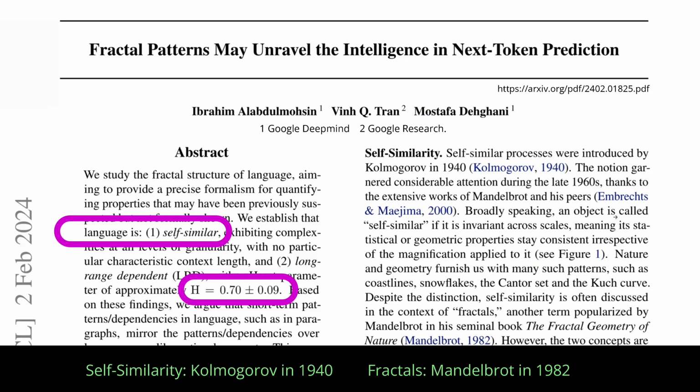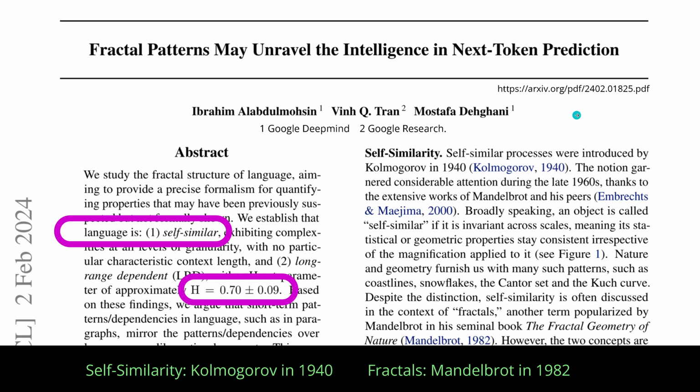And we use all the knowledge that we have and all the new publication. And if you think, heaven's sake, who did this? Google DeepMind and Google Research published this in February 2024. Fractal patterns may unravel the intelligence in the next token prediction form of a self-attention mechanism in the transformer network of large language models.